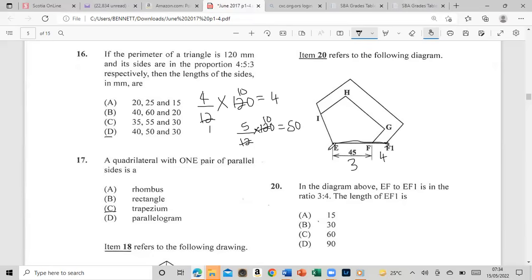So the ratio is 3 to 4. This is 3, and all of it is 3 to 4. If this is 45 degrees, what would be the length of EF1? They don't want just this section right here, they want all of it. I hope you guys understand this question, so that would be 60. This one is a little bit obvious. From here to here is 45. They want to know the entire distance, and it's in the proportion 3 to 4.